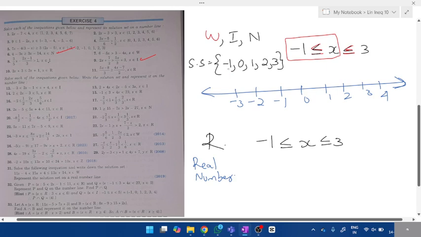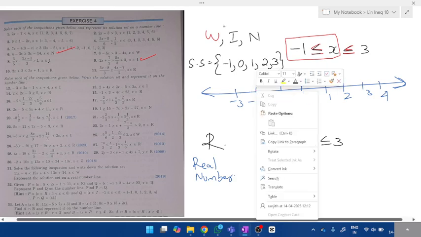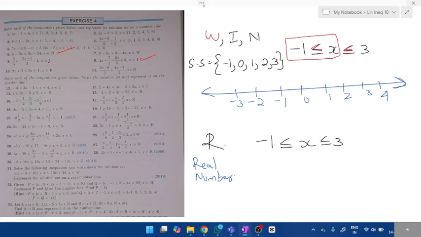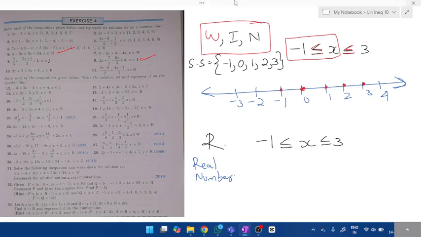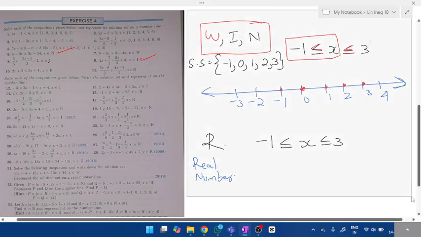Okay, how do you plot these values on a number line? For whole numbers, integers and natural numbers, you keep a dot. Right? We keep a dot. So what are the answers, students? What is the solution set? -1, 0, 1, 2, and 3. This is what we were solving, this is how we were doing till now. That is for whole numbers, integers, and natural numbers. You keep dots. But for real numbers, it is different.